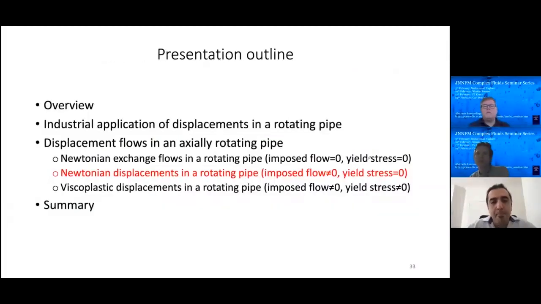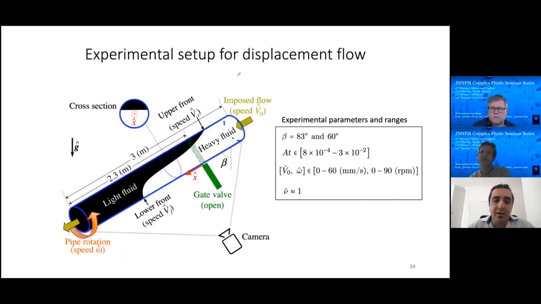So let's move now to the second section of the presentation, which is Newtonian displacements in a rotating pipe. The difference between this case and the exchange flow is that now the impulse flow is non-zero. So we are adding an impulse flow to the system, but the yield stress we keep at 0 in this case. The schematic of the experimental setup is the same as before.